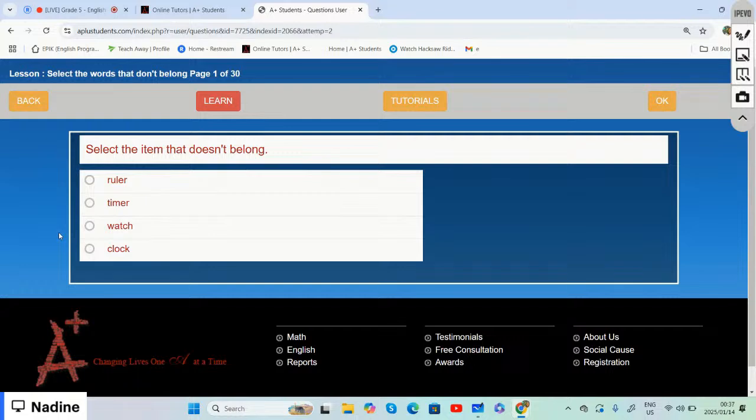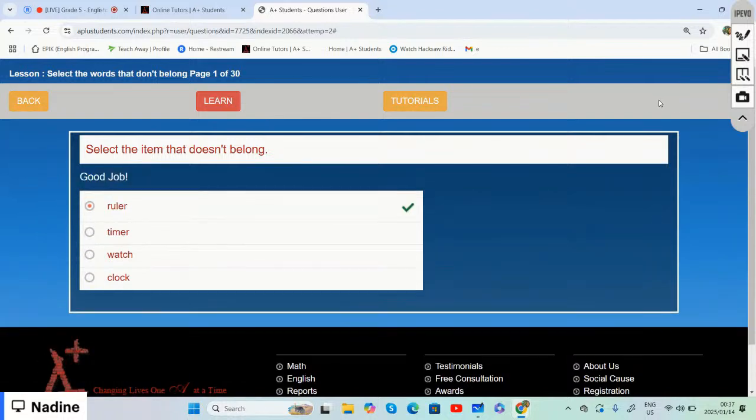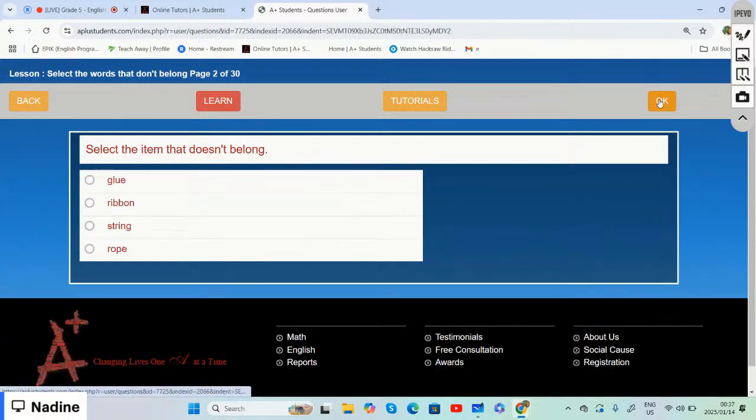And if we were to select the item that doesn't belong, then yes, ruler does not belong with timer, watch, and clock. Well done. So ruler doesn't belong. Well done. Option one is correct. Yes, everything else is time related. Well done. But ruler is not time related.